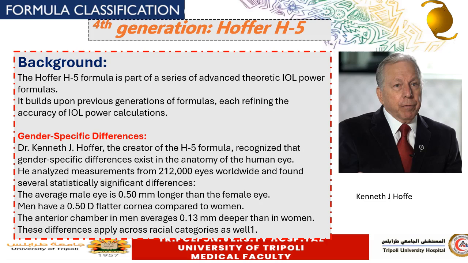He conducted many studies to compare the different measurements among different sexes, and he found that the axial length, for example, in males is more than in females by an average of 0.5 millimeter. Also the cornea in males is flatter by 0.5 diopter as compared to females, and the anterior chamber depth in men is deeper by 0.13 millimeter as compared to women, and so on. So he suggested using these sex differences in the measurement instead of generalized measurements, and by this way he achieved more refined and more accurate prediction of the effective lens position. So this is as simple as that.